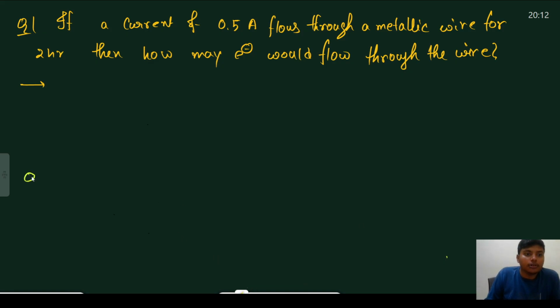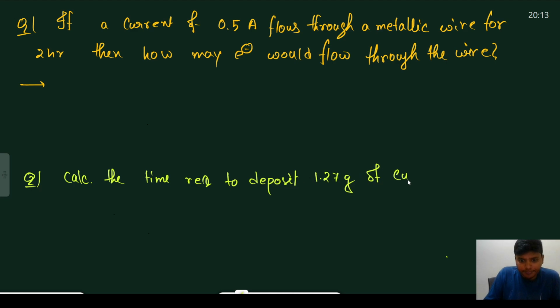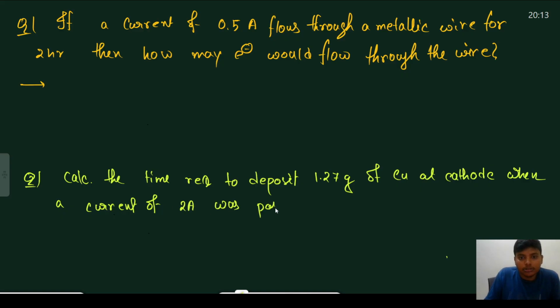This one, another question. Calculate the time required to deposit 1.27 gram of copper at the cathode when a current of 2 ampere was passed through the solution of copper sulfate. Clear? Go ahead. 2 questions, then we will end.